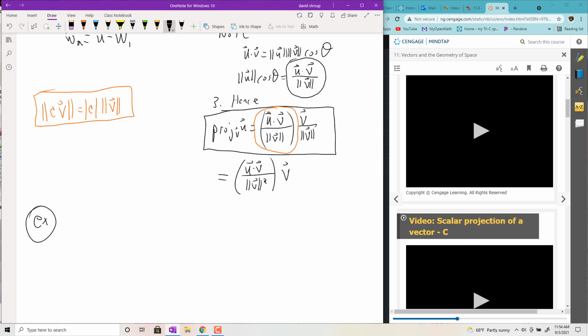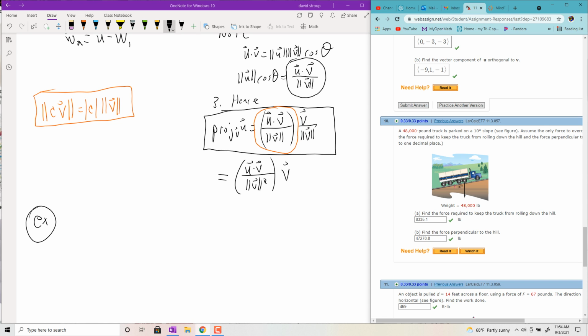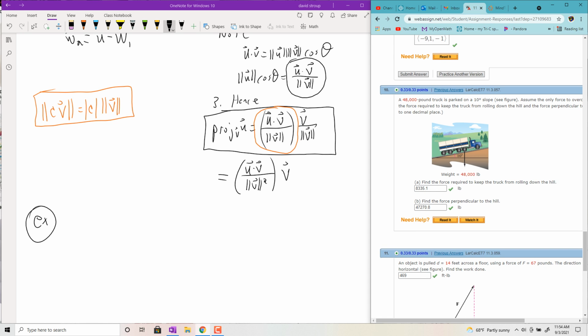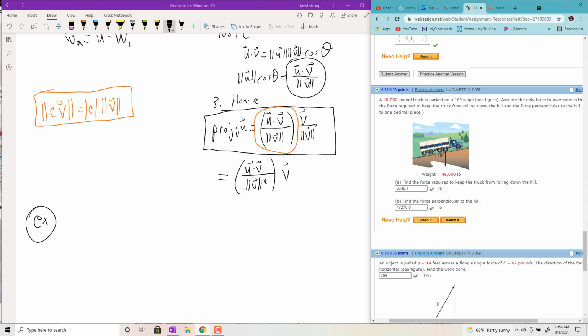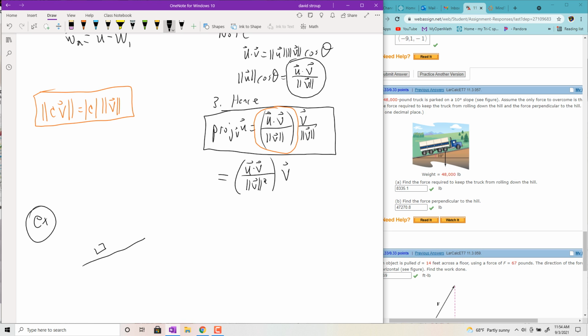So we can look at the example from the homework, this problem with the truck. So I have some sort of truck going up a hill, and it weighs a certain amount. The hill is at an angle of 10 degrees. And they want us to find, what do they want us to find? The force required to keep the truck from rolling down the hill, and then the force perpendicular to the hill. Okay? And believe it or not, this is a projection problem.